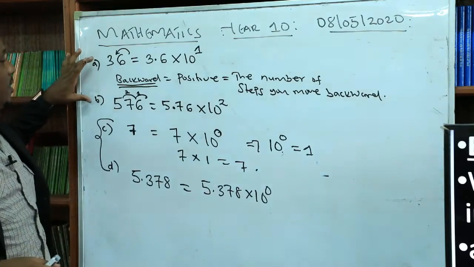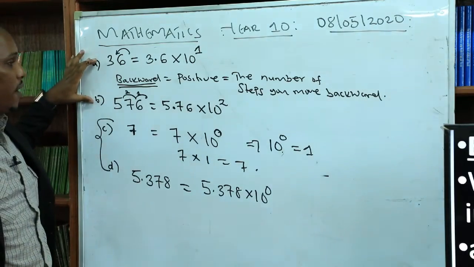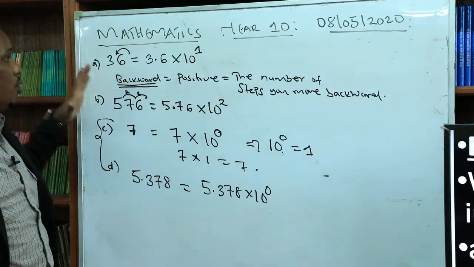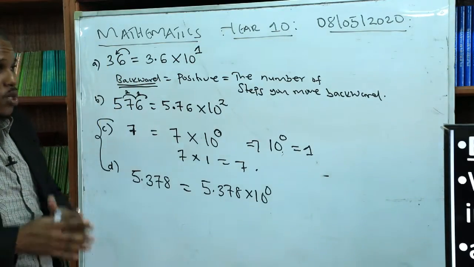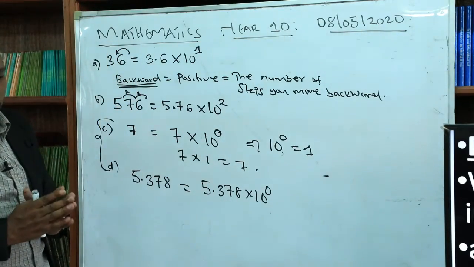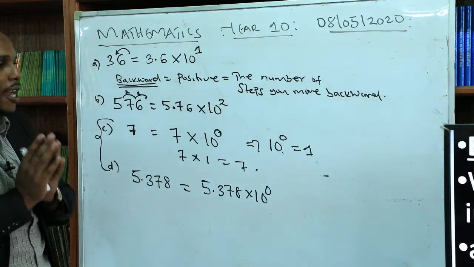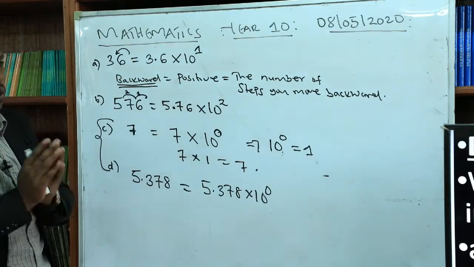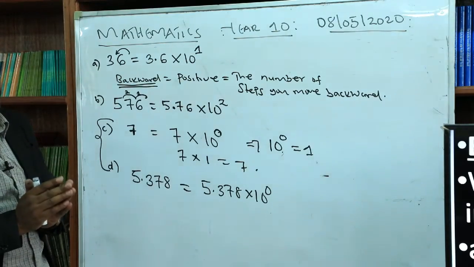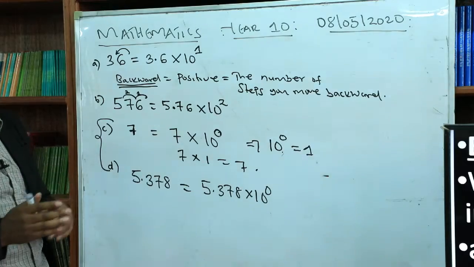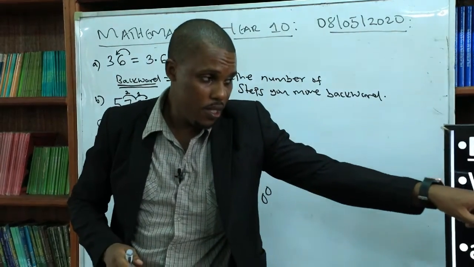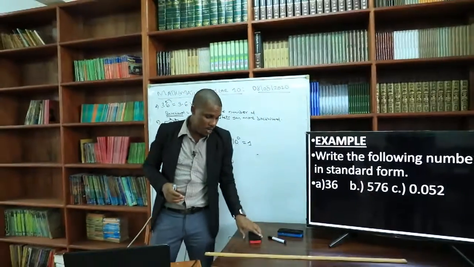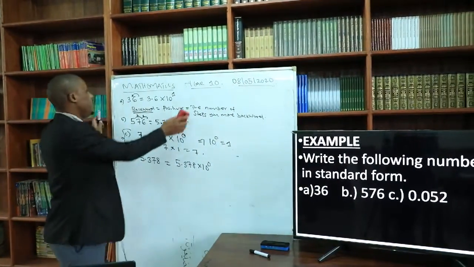This is what you had learned the other time. When a number is greater than 10, you need to count the number of the steps that you are moving backward. So the lesson of today, I want us to focus on if a number is going to be less than 1. How are you going to write it in standard form? And on my screen there, you can see after 576, we have 0.052. So that is going to be my mission there.